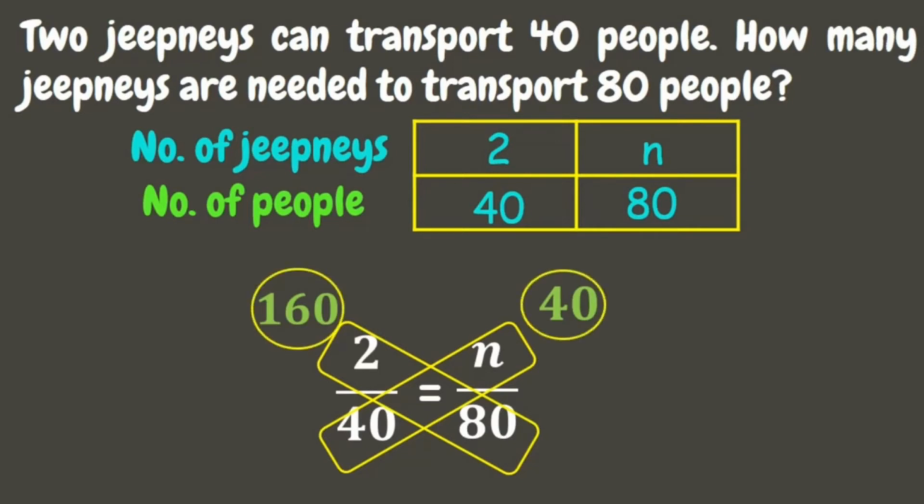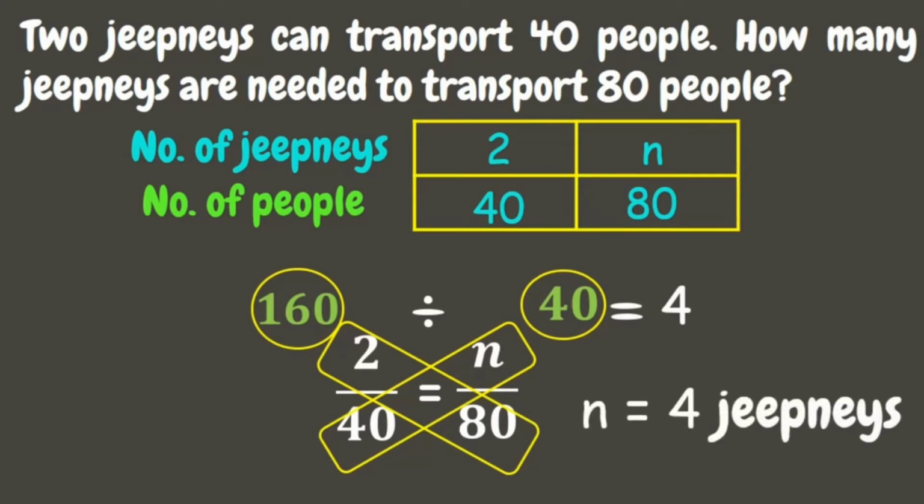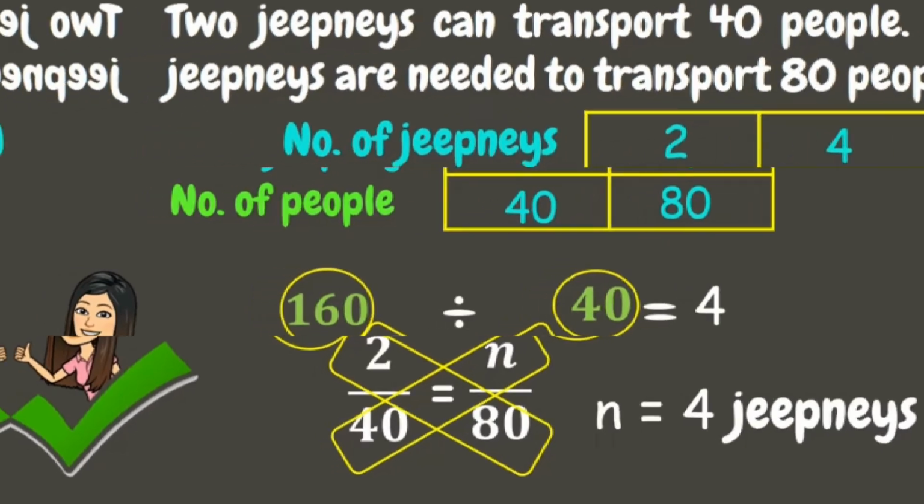So when we divide, we are going to get 4. So it means n is 4, and that is 4 jeeps is what we need to transport 80 people. It's as easy as that.